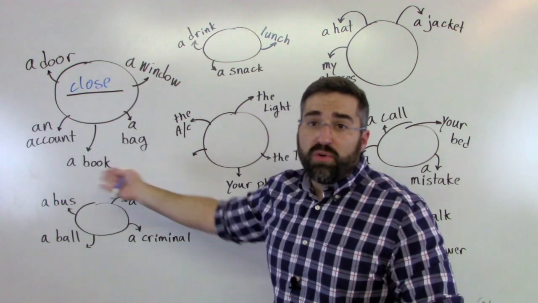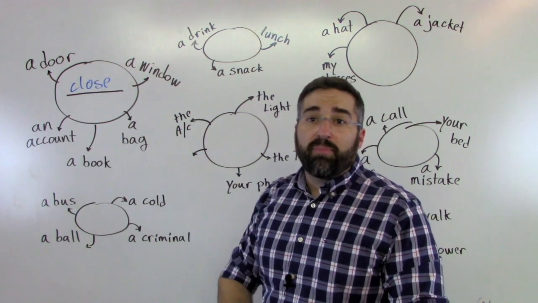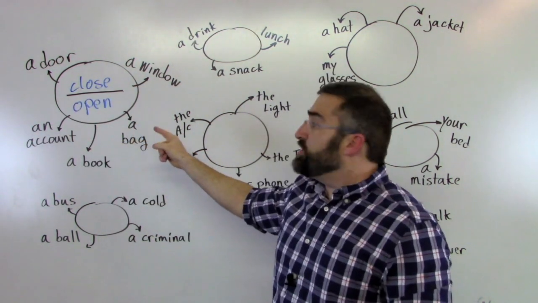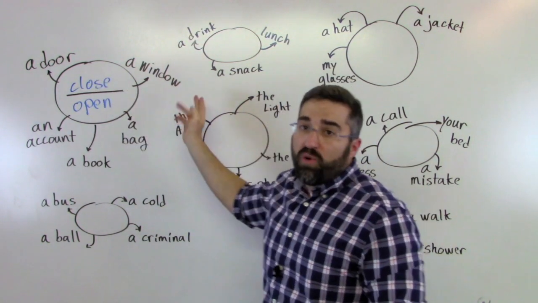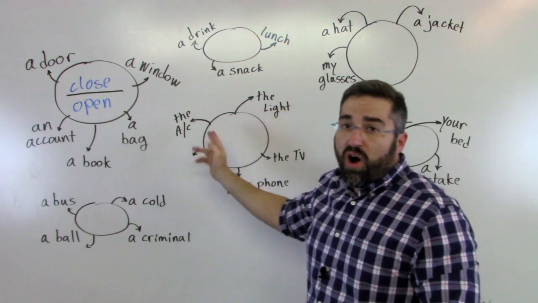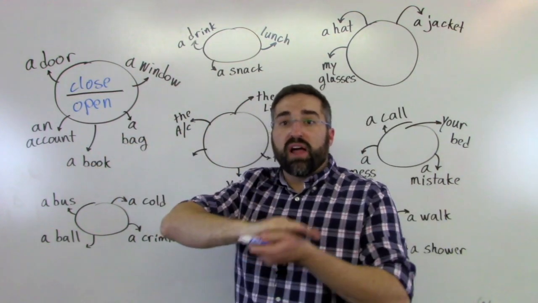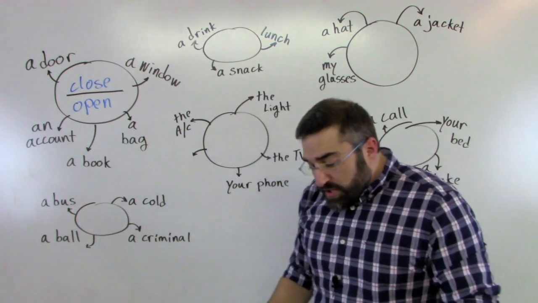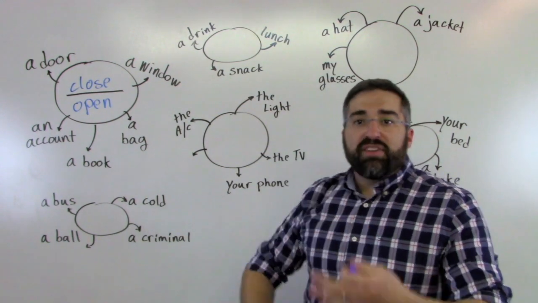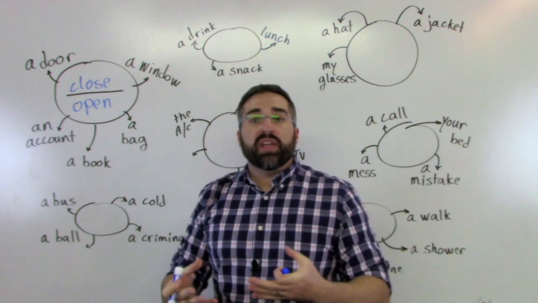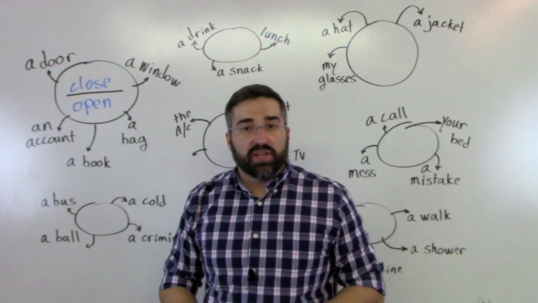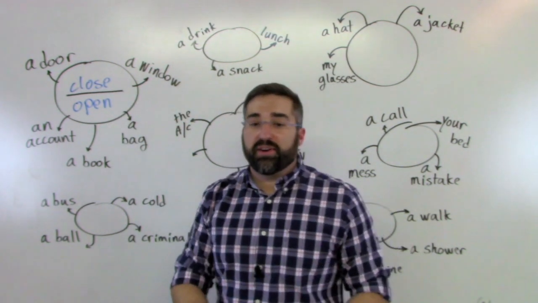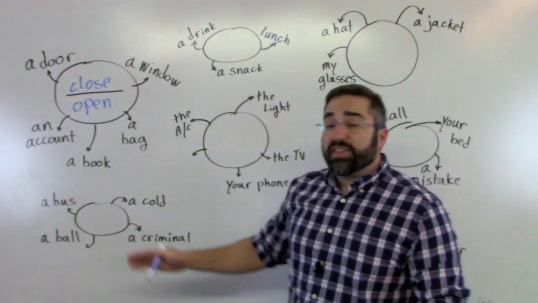If we can close all of these, couldn't we do the opposite? We can open a door, open a window, open an account, open a bag, and open a book. So we can obviously use those, and therefore these are collocations. Open and close, with all of those would be some sort of collocation, things we commonly find together. Let's look at the next one.